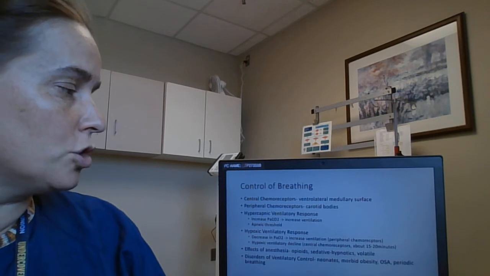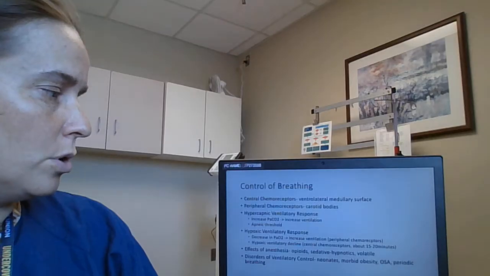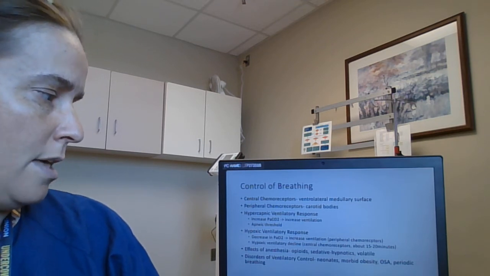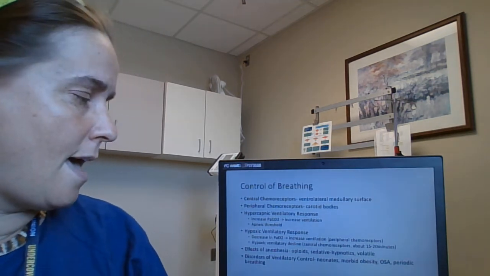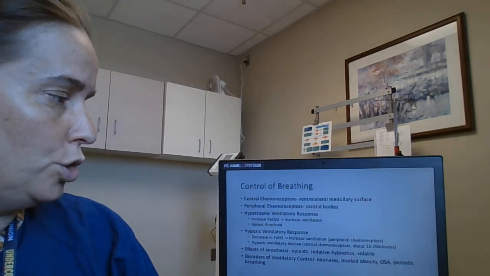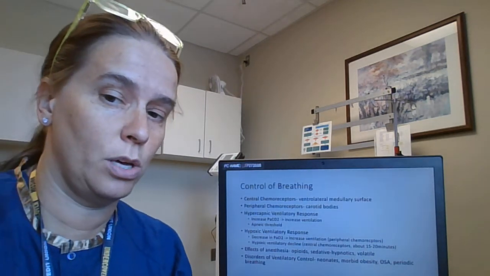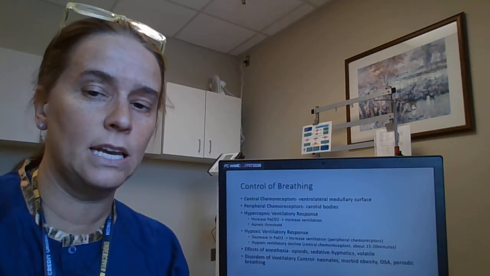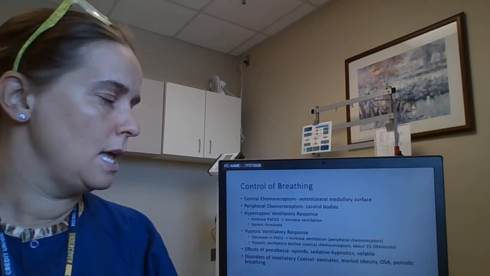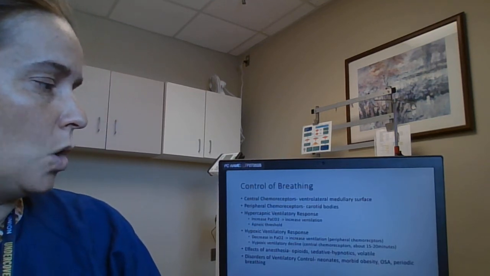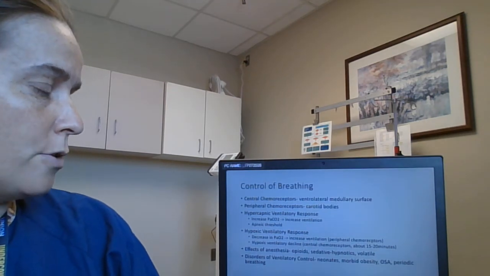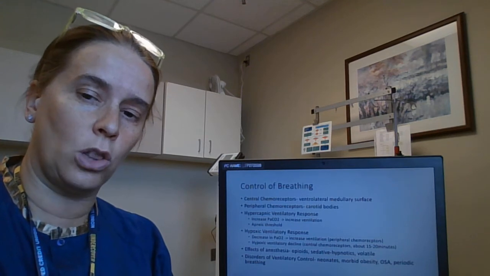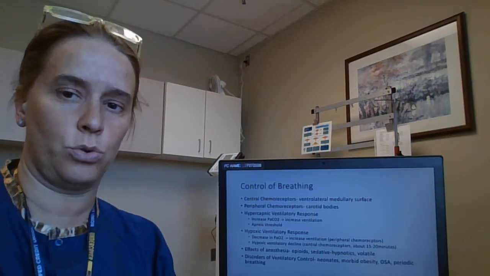Control of breathing. Breathing is controlled by both central and peripheral receptors, chemoreceptors. So the central ones are in the medulla, and the peripheral ones are in the carotid body, and they tend to look at PaCO2 to increase. If you increase the PaCO2, the partial pressure of arterial carbon dioxide, you increase ventilation. Kind of makes sense. That's the hypercapnic ventilatory response. And there's also the hypoxic ventilatory response. So if you start to see low oxygenation, your body increases its ventilatory drive.